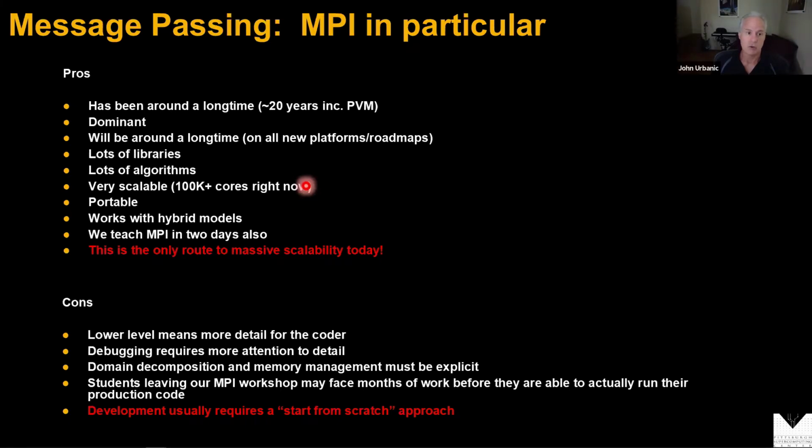So if you're going to do this whole notion of moving data back and forth, MPI is undoubtedly the most popular way to do it. It's been around, as I said, a long time now. It's very dominant in this space, and it's got lots and lots of tools and libraries to accompany it. So you know all the pros here.